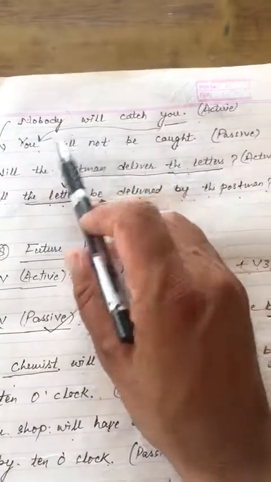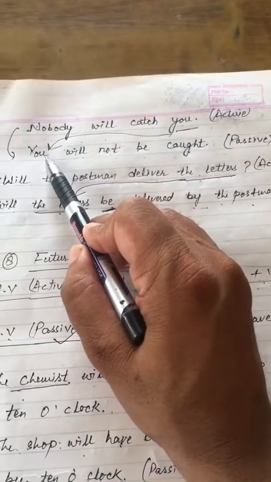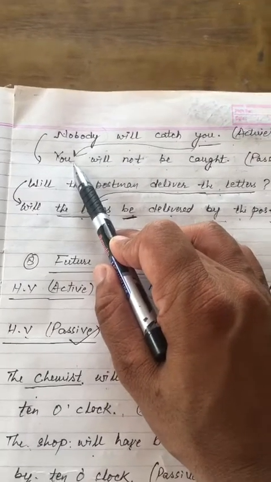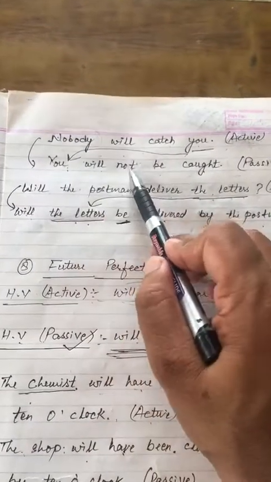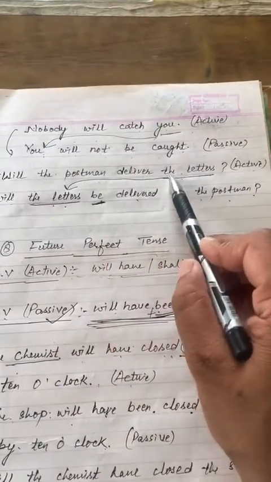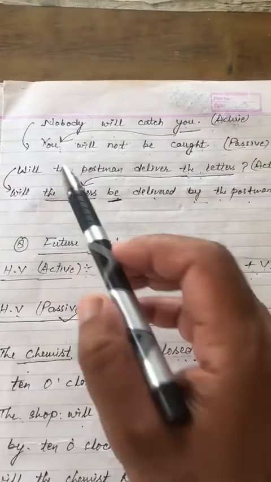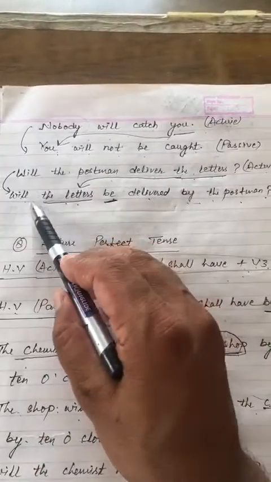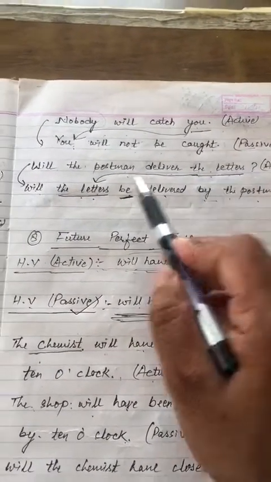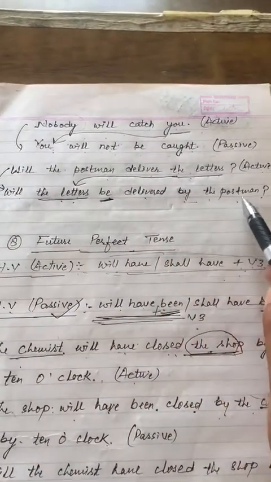Okay, so this is the passive voice. Next example, nobody will catch you. Active voice, you is your object, here it becomes your subject. Actually you remains the same, either it is used in object or subject. So you will not be caught. Okay, next example, will the postman deliver the letters? Active voice, it is an interrogative sentence starting with helping verb. So your passive voice is here. Will the letters is here in the active voice is the object, it becomes your subject here. Will the letters be delivered by the postman?